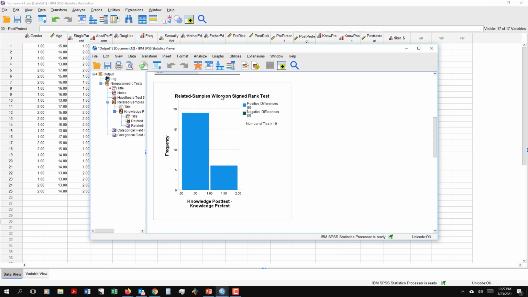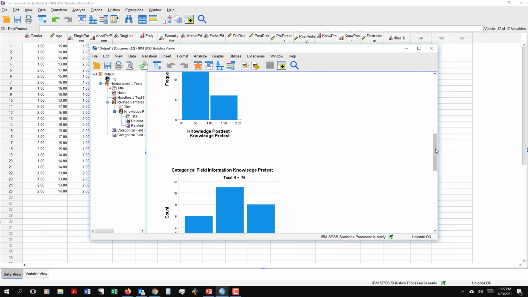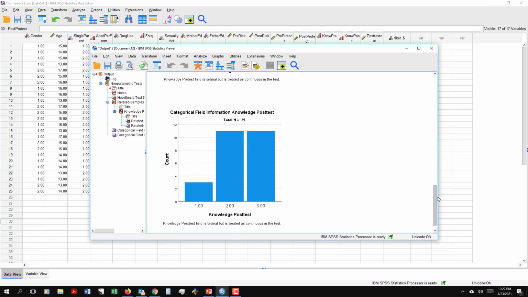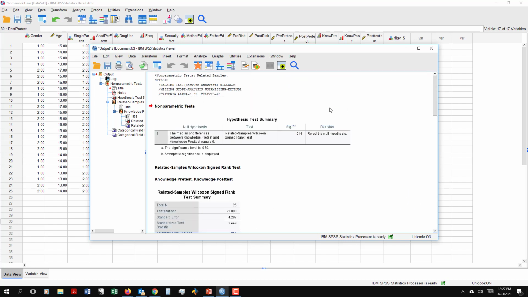So the related samples Wilcoxon signed rank test, we have the positive differences and the negative differences, but we've gone from knowledge post-test and knowledge pre-test. It's got it backwards right here, but we can see that there has been increases. And there's been increases right here, and there's been increases right here. What we're interested in is this one right here, okay? This significance level, and it tells us to reject the null. There is a significant difference between knowledge level before our intervention program and knowledge level after our intervention program.